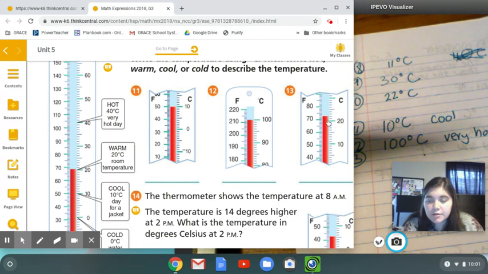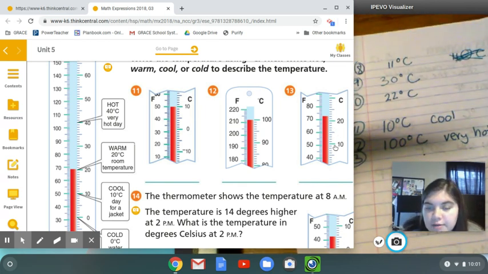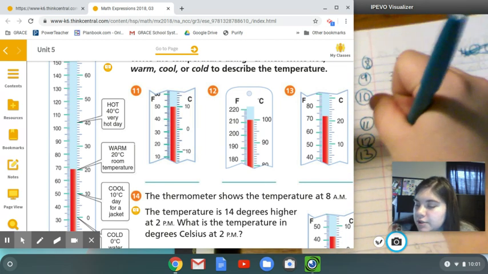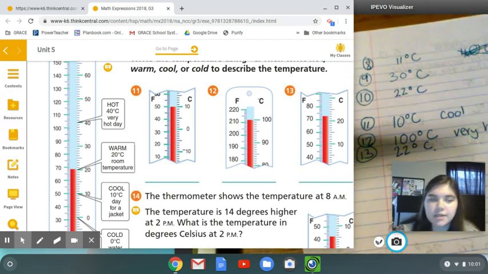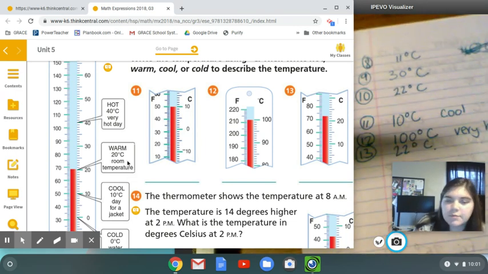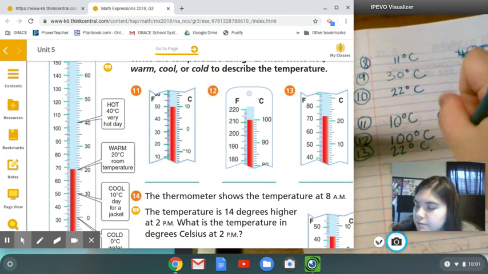It's close to 20, but let's see if I can get the exact temperature. So on this thermometer, remember that we count by tens in between. So then halfway would be 15. Between 10 and 20 is 15. 16, 17, 18, 19, 20, 21, 22. So number 13 would be 22 degrees Celsius. 22 degrees would be just right by room temperature, so I'm going to say that it is warm.